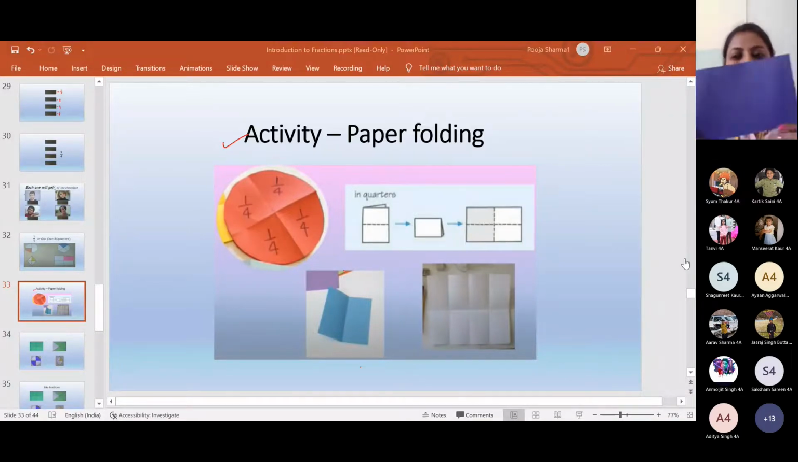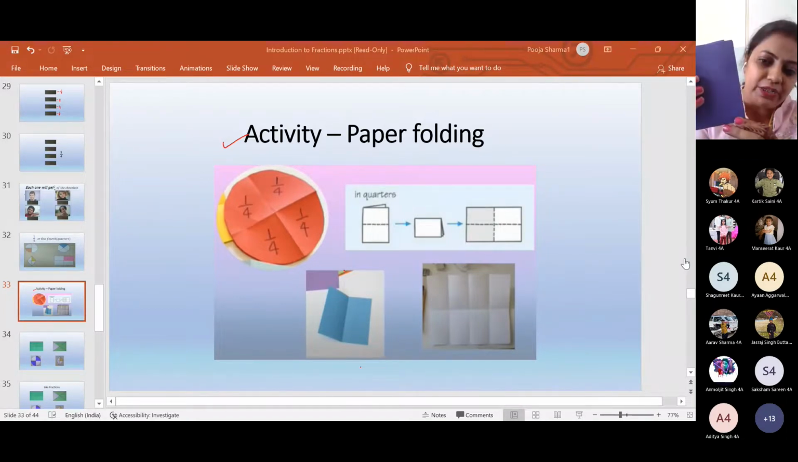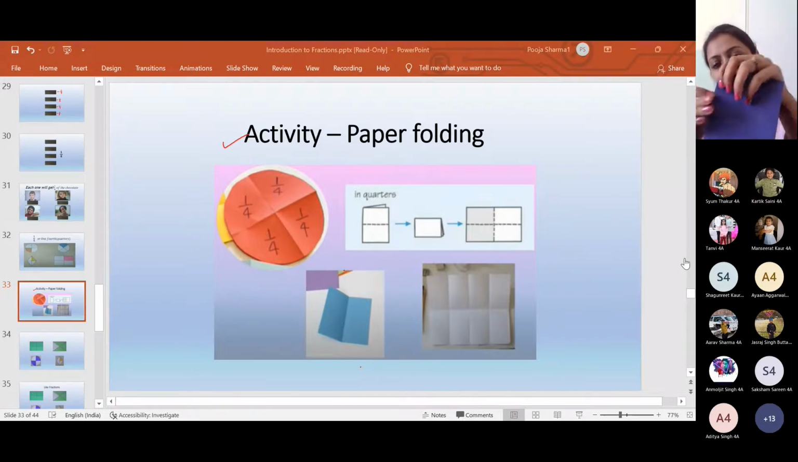If you have a rectangular paper, look, this is a rectangular paper. We'll again fold it into two equal halves. Two equal halves, we'll fold it from the middle and press it. Now this paper is divided into two parts.